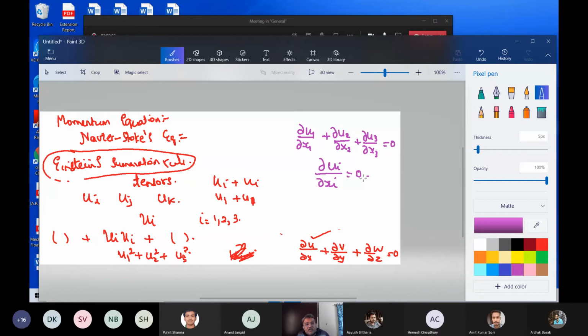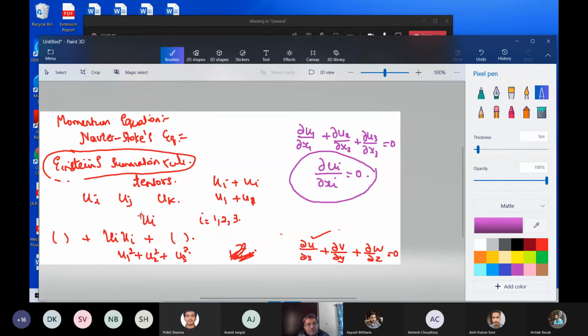Now this dou ui by dou xi equal to 0 does not mean dou u1 by dou x1 equal to 0. It means dou u1 by dou x1 plus dou u2 by dou x2 plus dou u3 by dou x3 equal to 0. This summation rule comes up. So you see what an advantage it is to have tensorial compression. You are writing such a long equation as just one term, and when you go into the momentum equation, such long terms will be there. All this can be simplified very quickly by this tensorial compression.